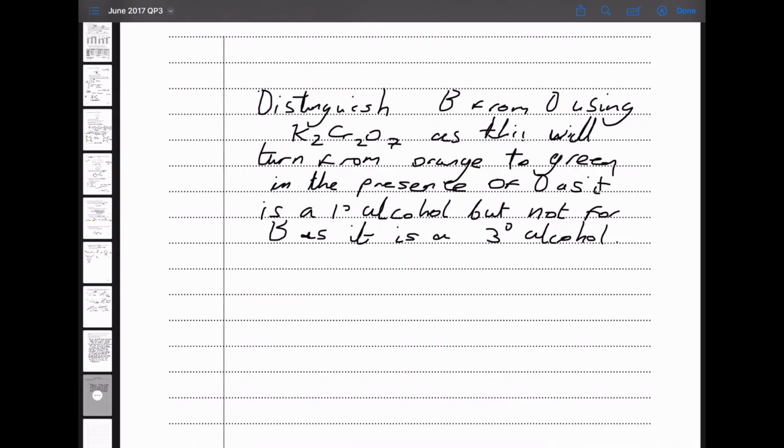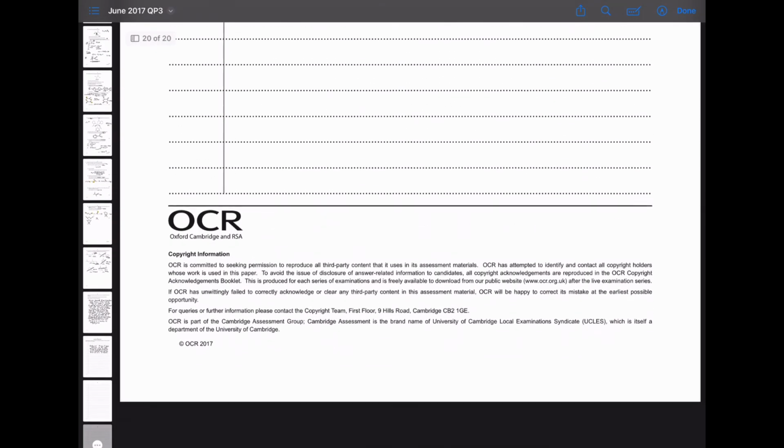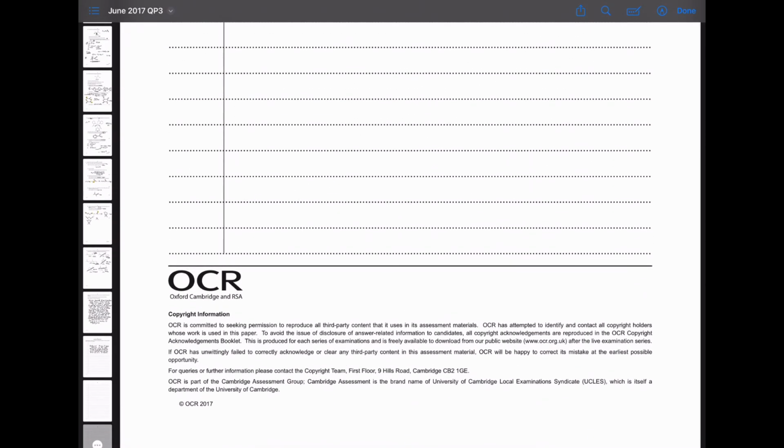There are loads of ways you can do it. Literally everyone I saw do this had a different way of doing it, and loads of them were right. The mark scheme for this question was absolutely huge, so take your pick. And that is the question paper done.